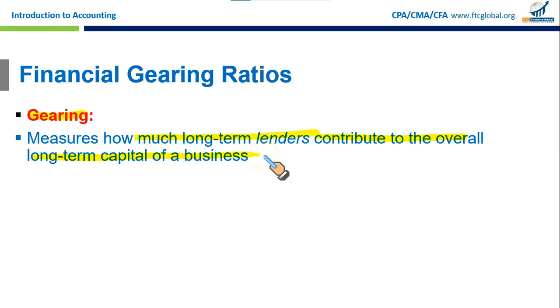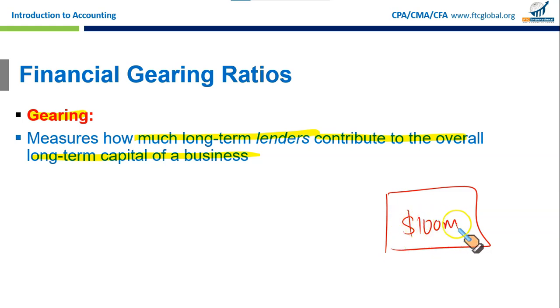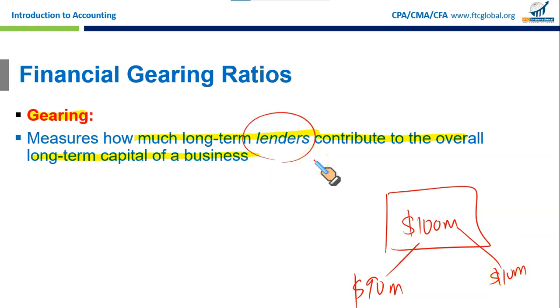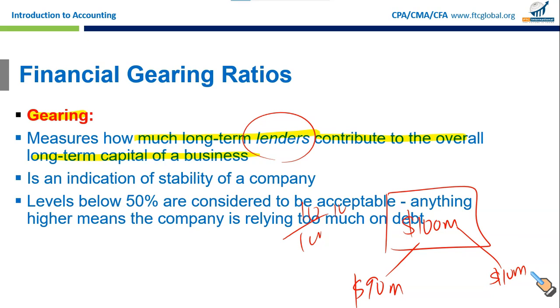For example, if I have a total of $100 million worth of long-term funds deployed in my business, of which 90% or 90 million belongs to the stockholders, that means the other $10 million of long-term funds have come from lenders. So if you calculate the gearing, it is 10 by 100, clearly 10%. 90% is equity and 10% is long-term debt. So gearing is 10%.